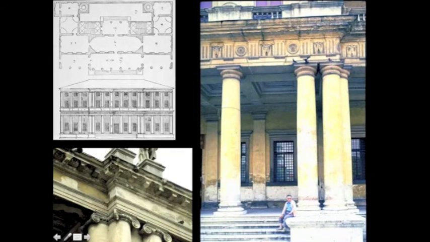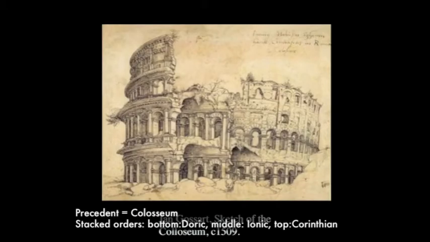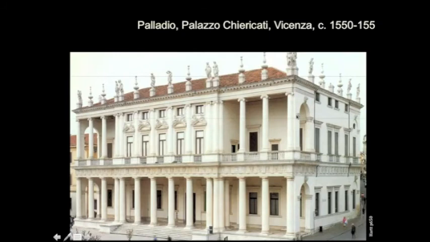Palladio is sly. He's also doing some things that are somewhat conventional, which is to say he's got a two-story building. So what would be a good way to make a two-story building in terms of using the orders? Anybody have an idea? If you had a two-story building, what order would your first story be? What order would your second story be? Yes, absolutely right. Doric on the ground and Ionic above it. And that's exactly what he does. So Doric on the ground, Ionic above it.